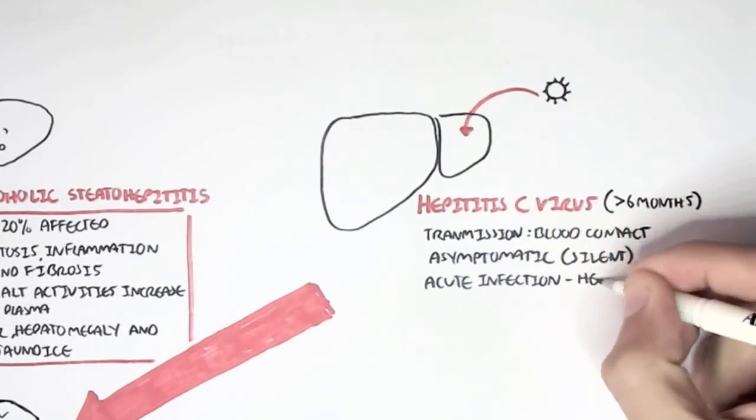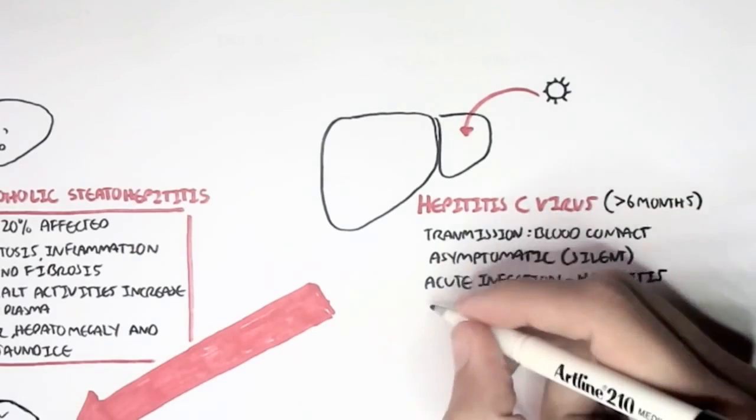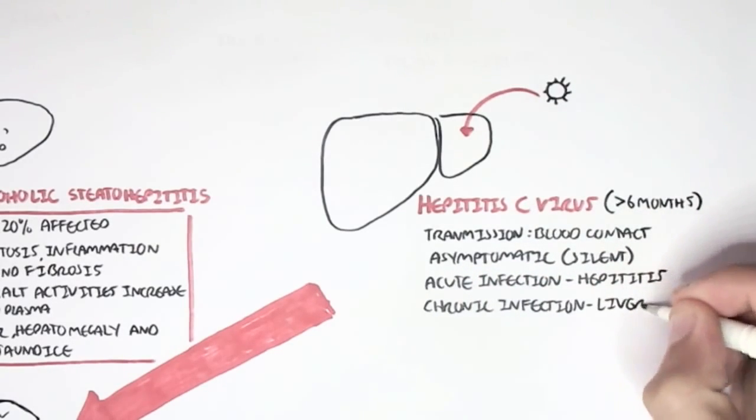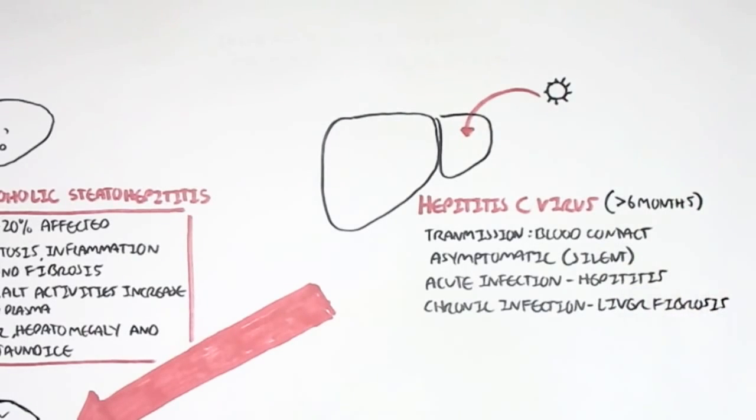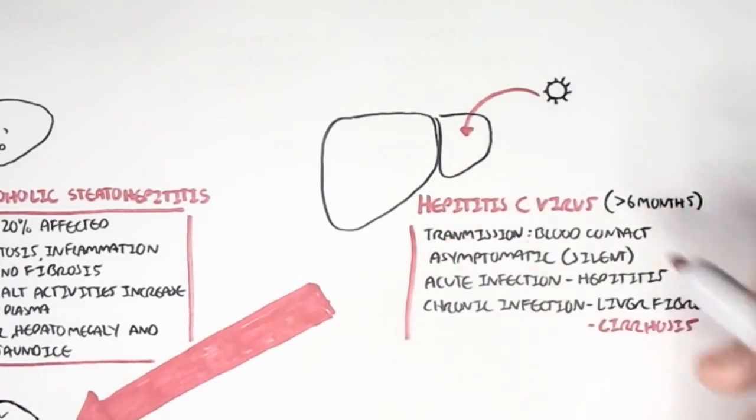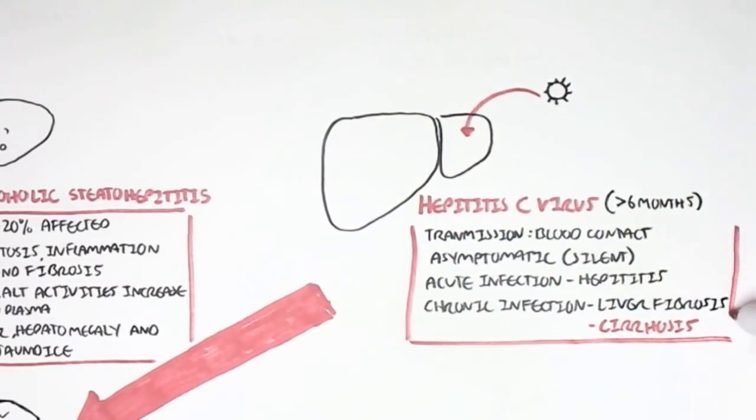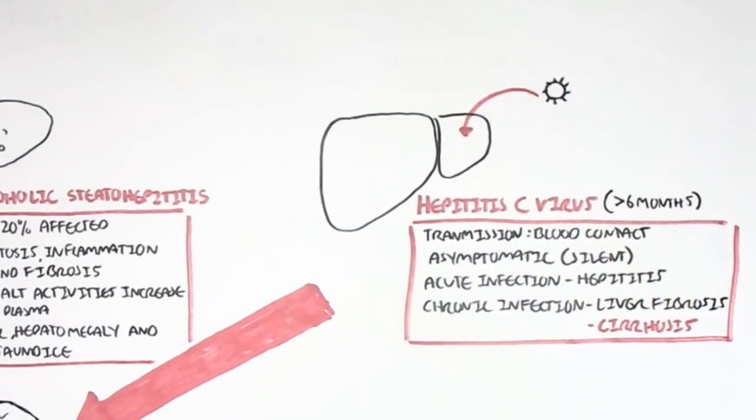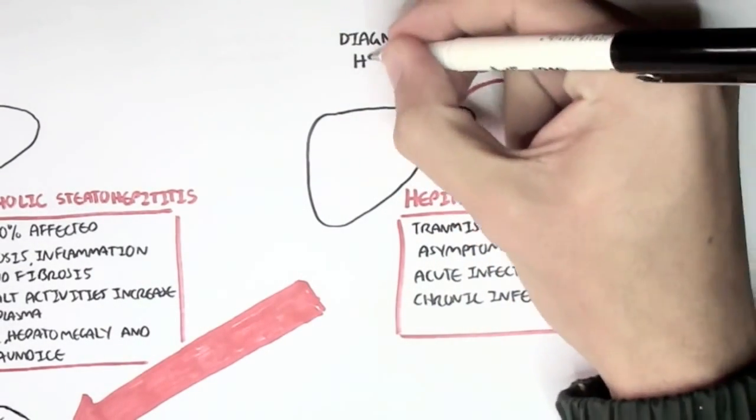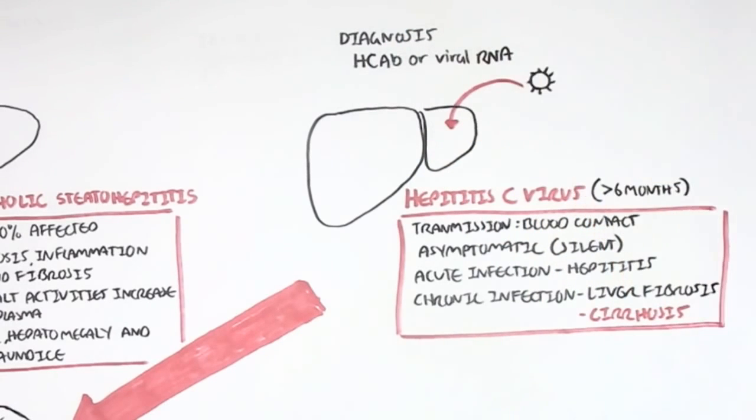Acute hepatitis C virus infections can cause hepatitis, inflammation of the liver. Chronic hepatitis C virus infection can cause fibrosis and liver cirrhosis. Now, we would diagnose this hepatitis C virus with hepatitis C virus antibodies, or by detecting hepatitis C virus RNA. We cannot detect the antigen of hepatitis C virus, which makes diagnosis complicated.